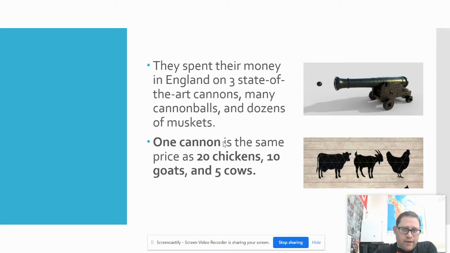What choices would you make? How important would it be to bring cannons with you? And how important would it be to bring chickens, goats, or cows with you? So go ahead and write that stuff down, of course, and pause if I'm going too fast, which I'm sure I am.